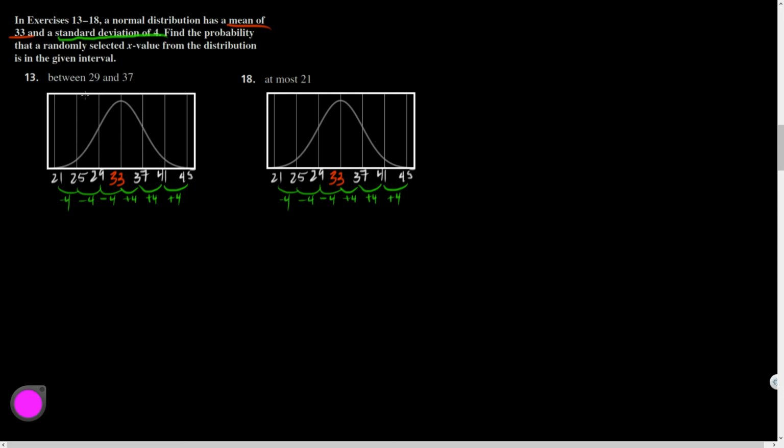What's the probability that a data set is between 29 and 37? So this right here is 68% of our data.